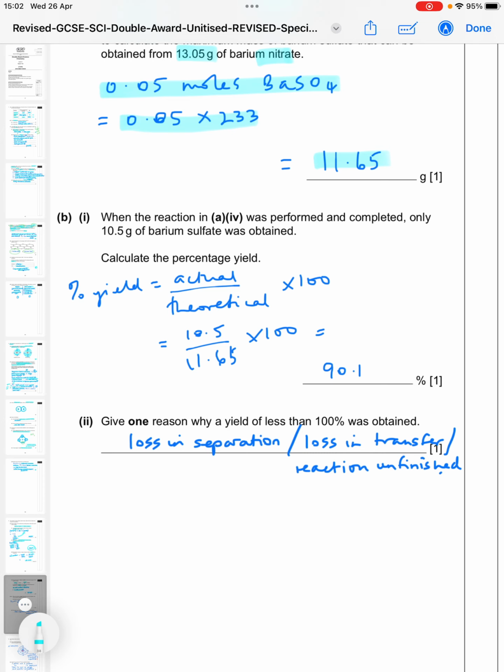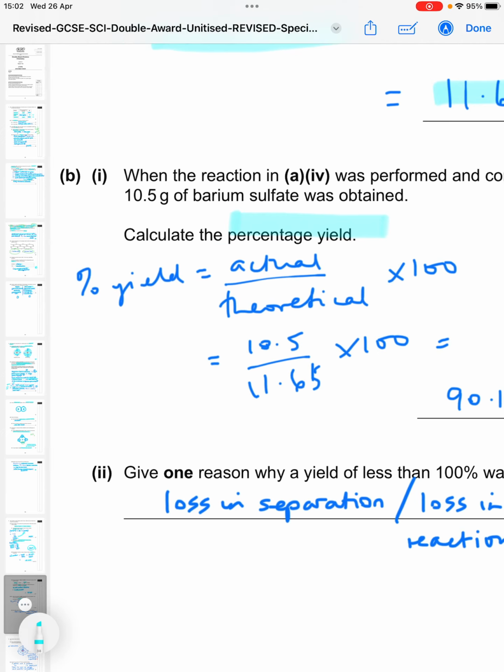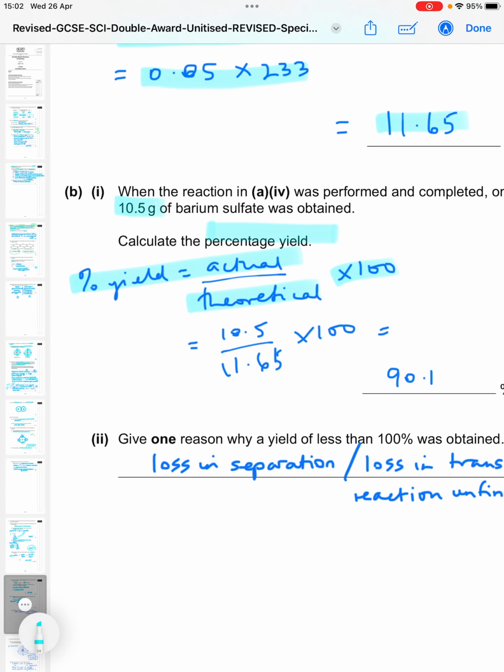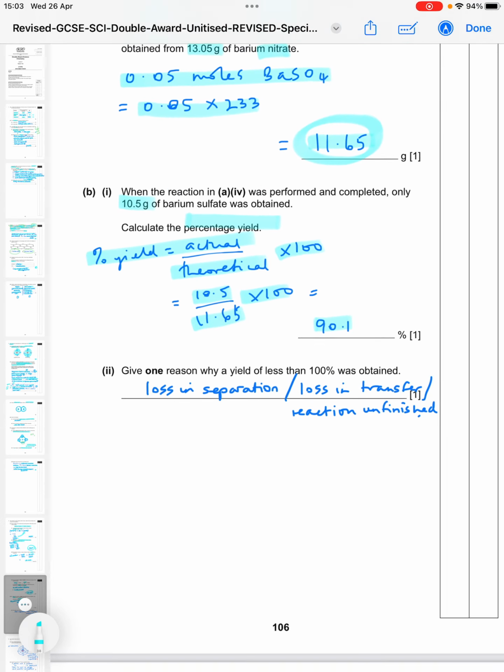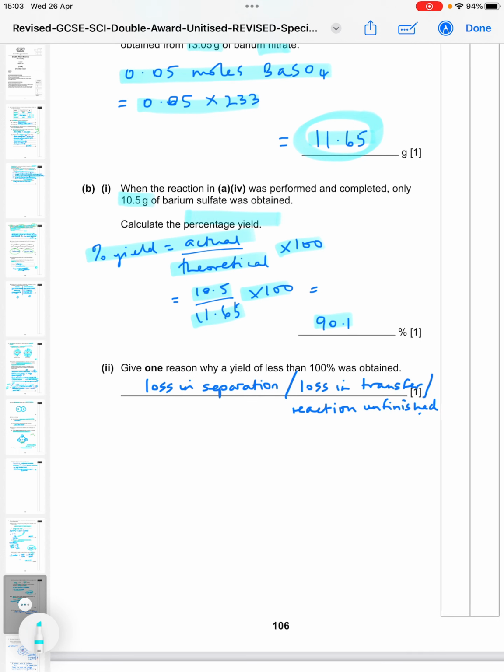And the final part of the calculations then, when the reaction of A part 4 was performed and completed, only 10.5 grams of barium sulfate was obtained. So you immediately know this will be a percentage yield question, so calculate the percentage yield. So percentage yield is the actual yield divided by the theoretical yield times 100. So the actual yield here from the question is 10.5. Theoretical yield from the previous part was 11.65, and times 100 gives us 90.1%.